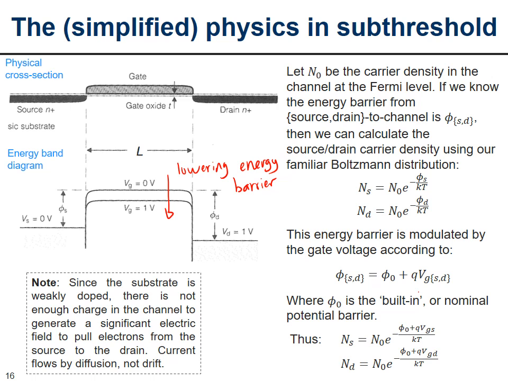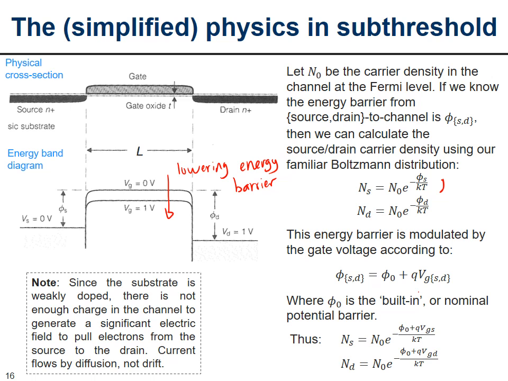So in this case, to derive some expressions, we can say let's let n sub 0 be the carrier density in the channel at the Fermi level. Okay, so if we know the energy barrier from the source to channel and the drain to channel, we'll call this phi sub s or phi sub d, then we can calculate the source and drain carrier density using a Boltzmann distribution. So the density at the source depends on the gate to source voltage or the energy barrier, I guess, phi sub s, in our familiar Boltzmann distribution. Similar story at the drain. Now this energy barrier is modulated with the gate to source voltage.